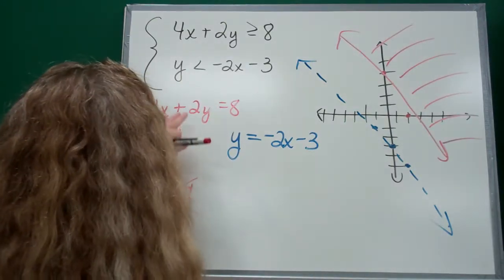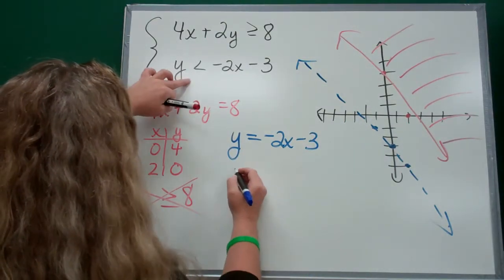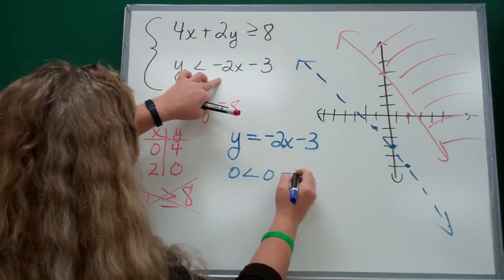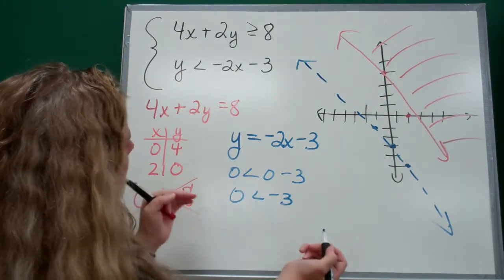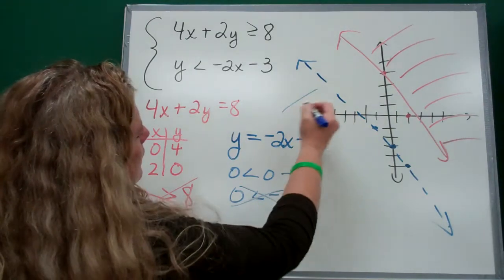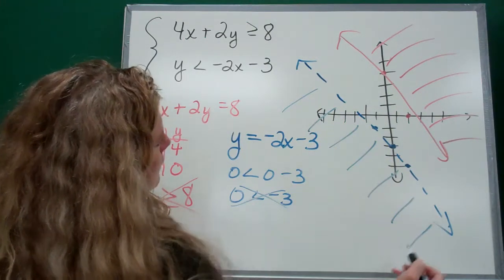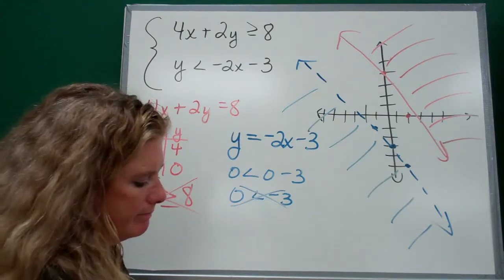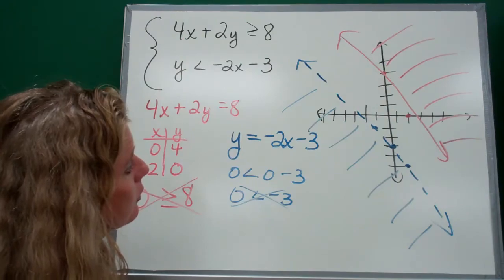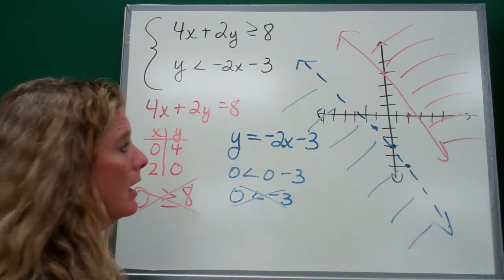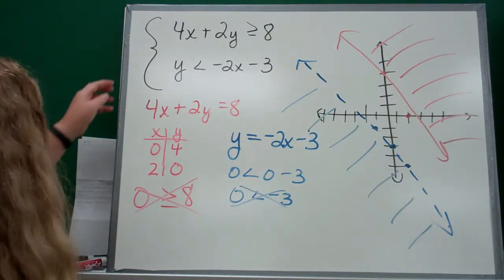Okay. And then plug in 0, 0, see what we get. 0 is less than 0 minus 3. Well, 0 is less than negative 3. That's not true either, so we shade this side. Did we shade anywhere twice? No, we did not. So therefore, there's no solution. You can have no solution with these types of situations as well.